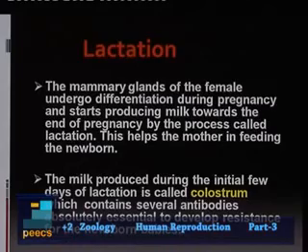Now we go to the next topic, that is lactation. What is lactation? Lactation is done by the female. It is the nourishment of the young one by the milk produced from the mammary gland. You know, during the initial phase of lactation, the mother will produce a yellow colored milk, and we call it as colostrum. And this colostrum is rich in antibodies, and these antibodies will give a passive immunity to the newborn.